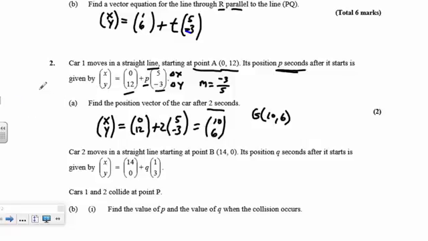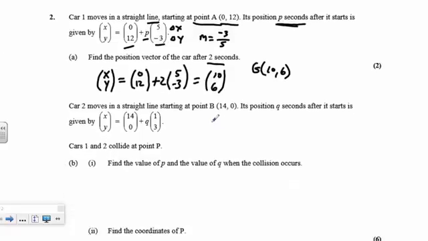Okay, let's do the follow-up question here. They're talking about another car, car 2. Car 2 moves in a straight line starting at this point. Again, you see this point showing up here. That's the point vector, a point on the line somewhere. It's the starting point. Q is the seconds after the car starts, so here's Q, and this is the direction vector it's going in. It's telling me that these two cars actually collide at some point. Find the value of P and Q when the collision occurs.